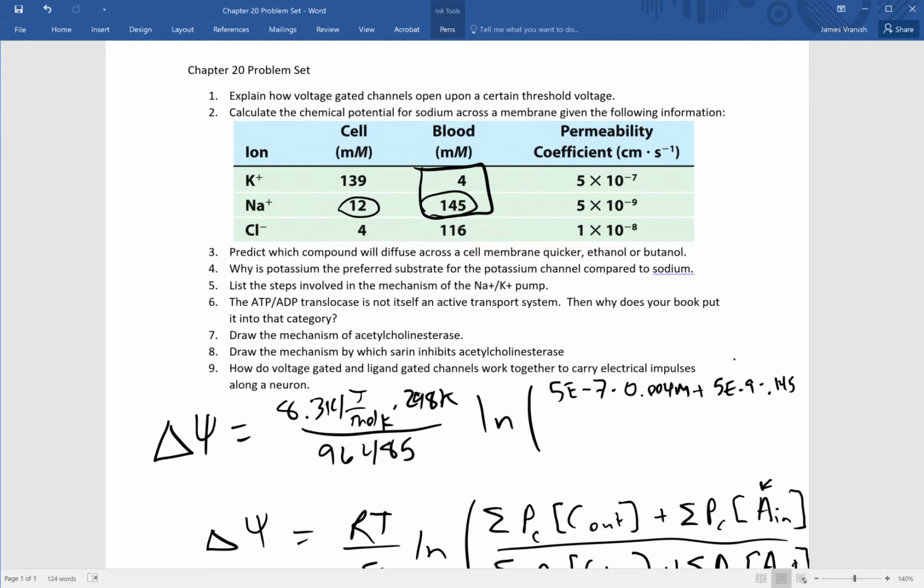I'm actually going to run out of room on the screen, so I'm going to open up a OneNote page and continue this calculation in a third video. Sorry.